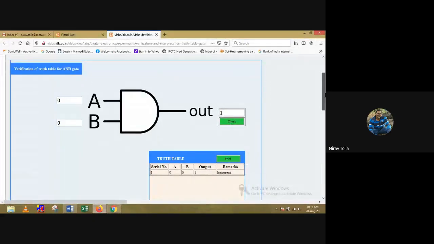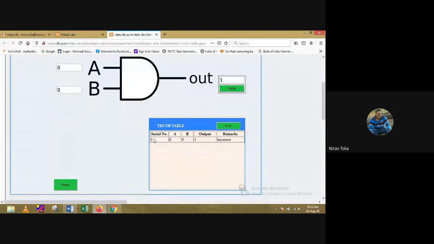In the truth table, see below what it says. This is my serial number, my input 0, 0, and I am saying my output is 1. So the remark says that you are incorrect. If by mistake you put the wrong output, it gives you the remark that your truth table is incorrect. You can reset that.